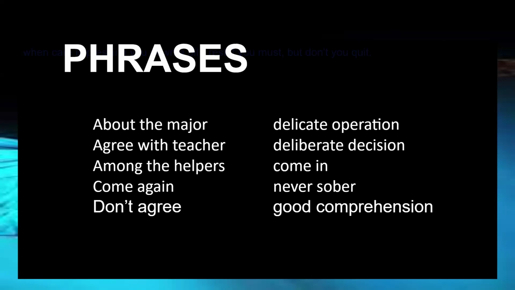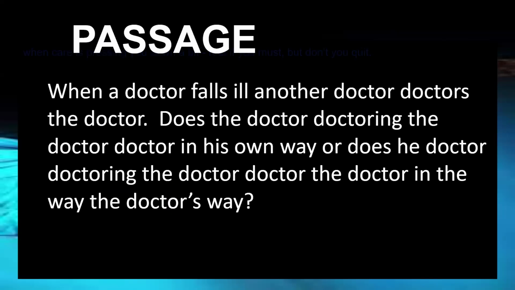Let's try from the top. First column: bow the major. Agree with teacher. Among the helpers. Come again. Don't agree. Second column: delicate operation. Deliberate decision. Come in. Never sober. Good comprehension. Okay, let's go to the phrases, sentence, passage.